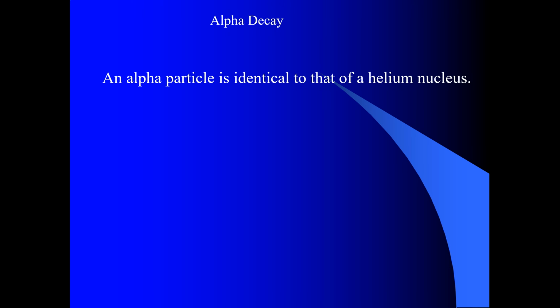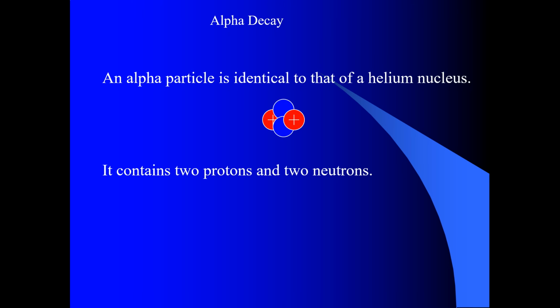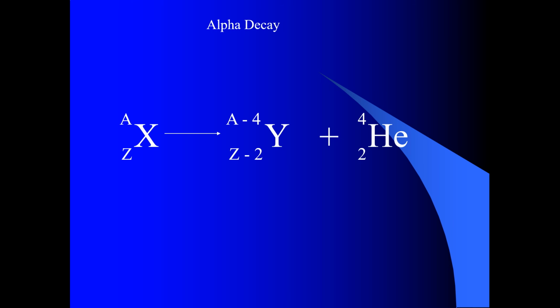So let's come toward the alpha particle again. Let's have some brief definitions for the alpha particle. An alpha particle is identical to a helium nucleus. How is that? When we are saying that the alpha particle is similar to a helium nucleus, we mean that just like a helium nucleus, it contains two protons and two neutrons. So how does alpha decay occur?